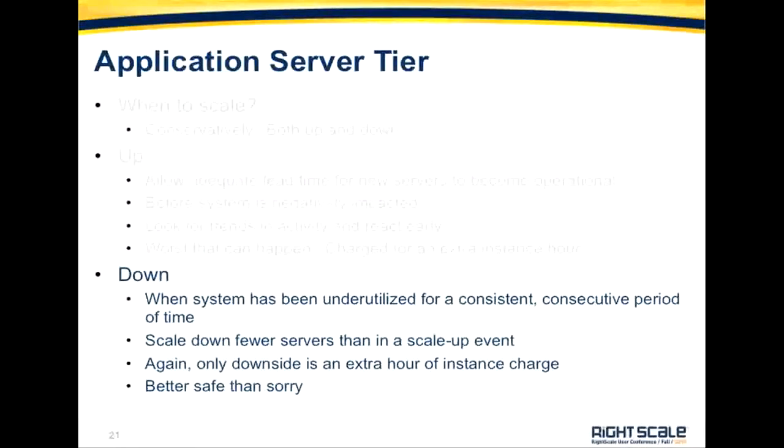When the system has been underutilized for a consistent consecutive period of time, you don't want little spikes of drop-off and stuff like that, but you want to see a nice consecutive drop-off of traffic. And again, that can be CPU or load or whatever it may be. And I think Josh, if you were here for the first talk, talked a little bit about this as well. In an array, we typically recommend that you scale down fewer servers than you did in a scale up, unless you're doing a one-to-one.